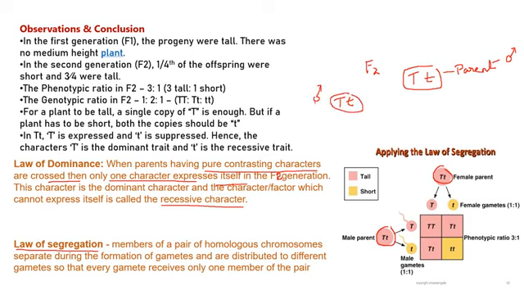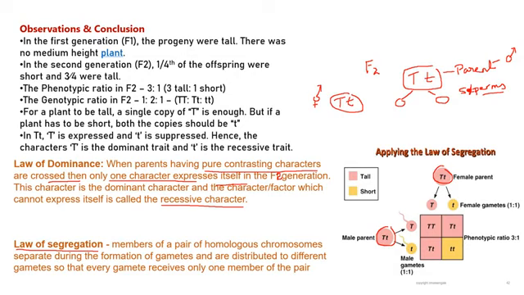Now these parents will form gametes. What are gametes? These are the germ cells or the sex cells. The parent which is male will form sperms, and we know that in sperms there are n number of chromosomes, that is, half the number of chromosomes. So in sperms only half the chromosomes are present.